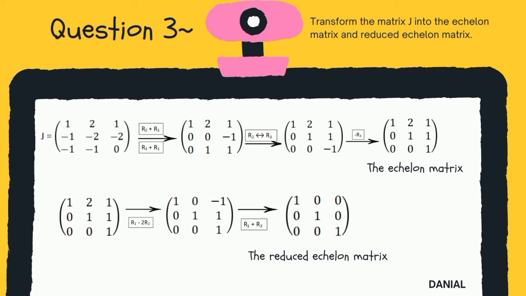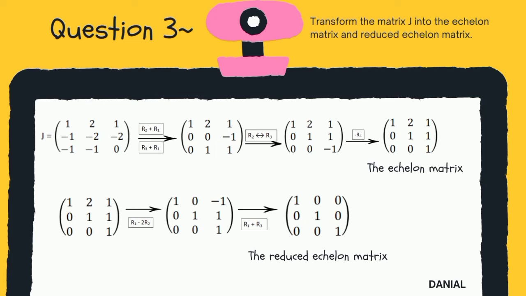Next, row 2 interchange with row 3. So we need to change the row 2 with the row 3 and row 3 to the row 2. So we will get 1, 2, 1, 0, 1, 1, 0, 0, negative 1. Next, negative row 3. So negative row 3 is referred to row J. So we need to change to negative row 3. So the actual matrix is 1, 2, 1, 0, 1, 1, 0, 0, 1.